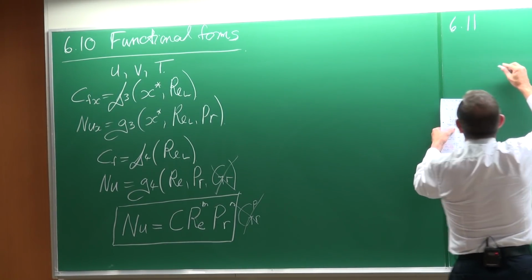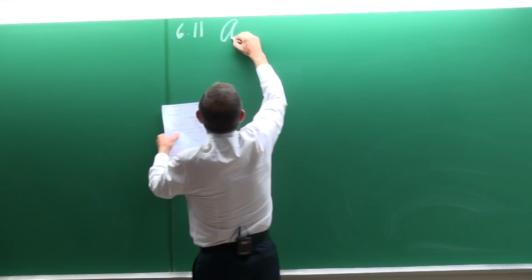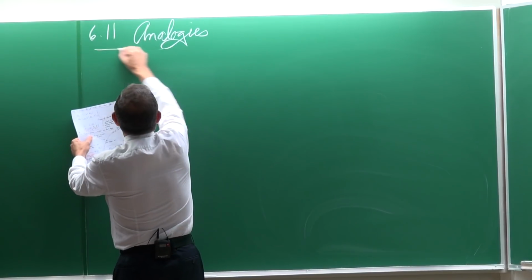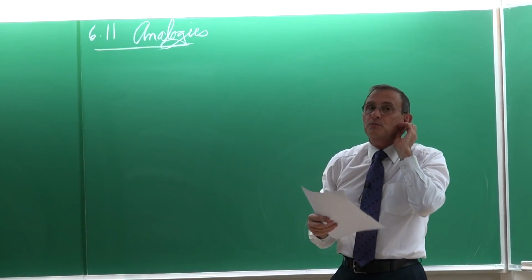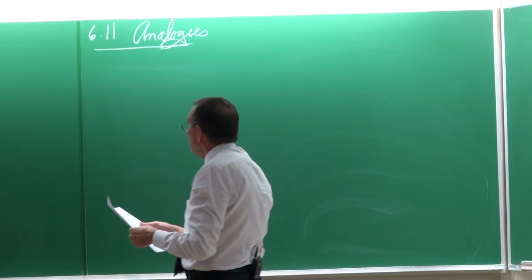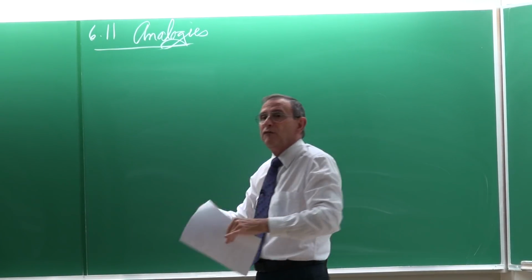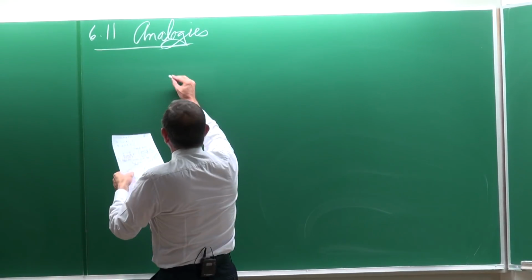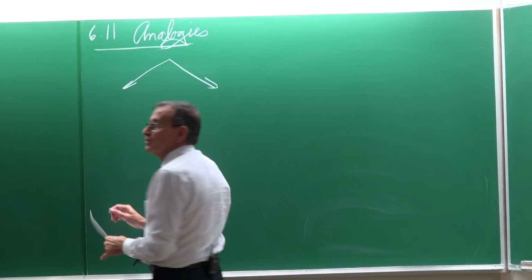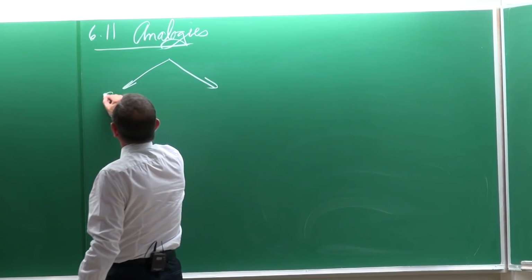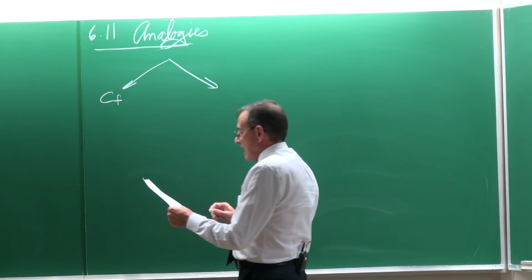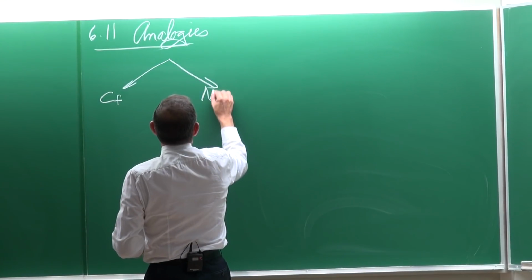So that is paragraph 6.10. Paragraph 6.11 is my favorite. This is about the analogies between momentum and heat transfer. So in general, in fluid mechanics and heat transfer, there are two things that we need to know. We need to know the friction coefficient, or the skin friction coefficient, and we need to know the Nusselt number.